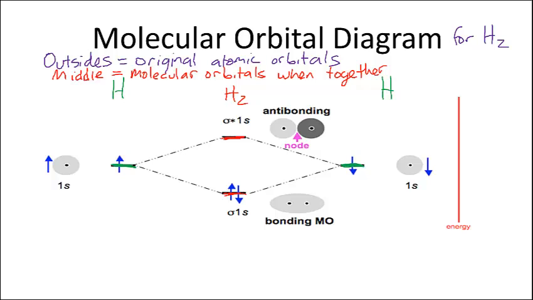If I tried to add more electrons to H2 and give it 4 electrons, I'd have to start putting electrons into the antibonding orbital, which is going to pull the two apart and break the bond. So that's an example of a molecular orbital diagram.